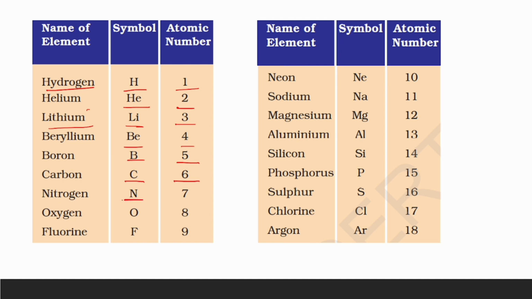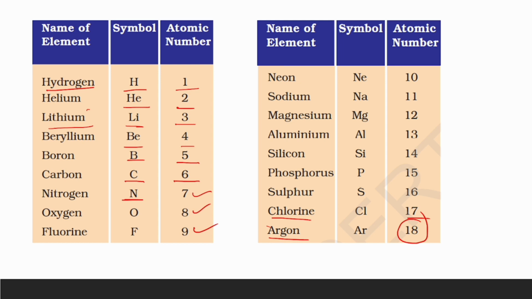Nitrogen, N is the representation, atomic number 7. Oxygen atomic number is 8. Fluorine atomic number is 9. So, you need to study all the elements. It's simple, in the order up to atomic number 18. Argon is the element having atomic number 18. Chlorine atomic number is 17. Never confuse atomic mass with atomic number. They are different. Atomic mass, the whole mass of an atom, is the sum of protons and neutrons. But atomic number is the total number of protons present.